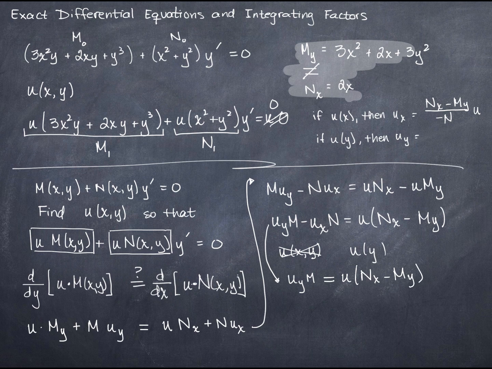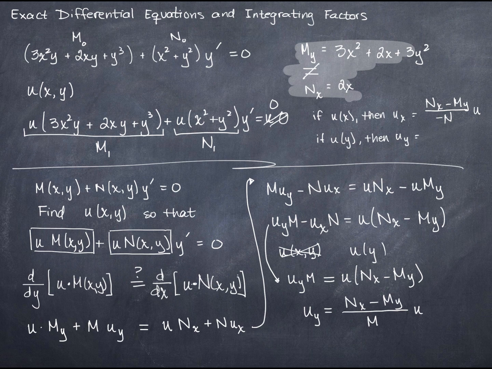Solving that for u sub y means dividing both sides by m, and I get u sub y, the partial derivative of u with respect to y, is equal to n sub x minus m sub y all over m times my function u. And once I know what u's partial derivative with respect to y is, theoretically I can just integrate both sides and I get my function u. I'm going to erase that because I don't want to leave that on the screen. What I will do is copy that little formula up here.